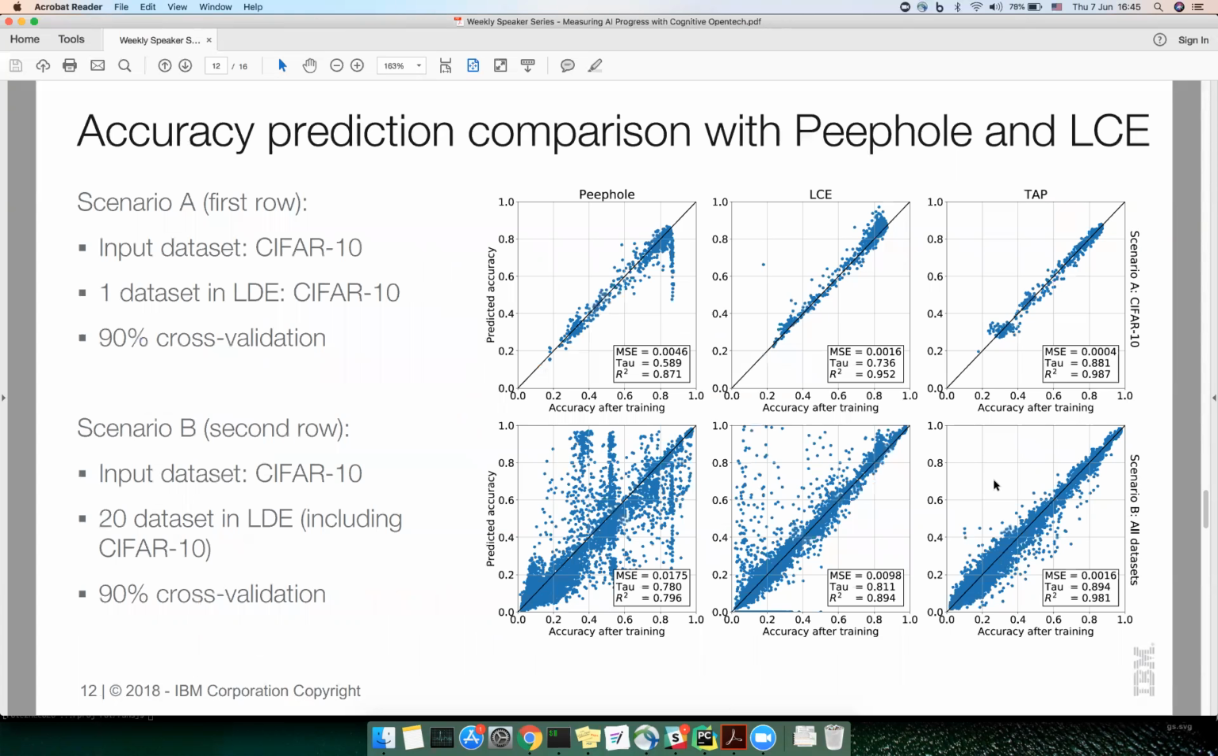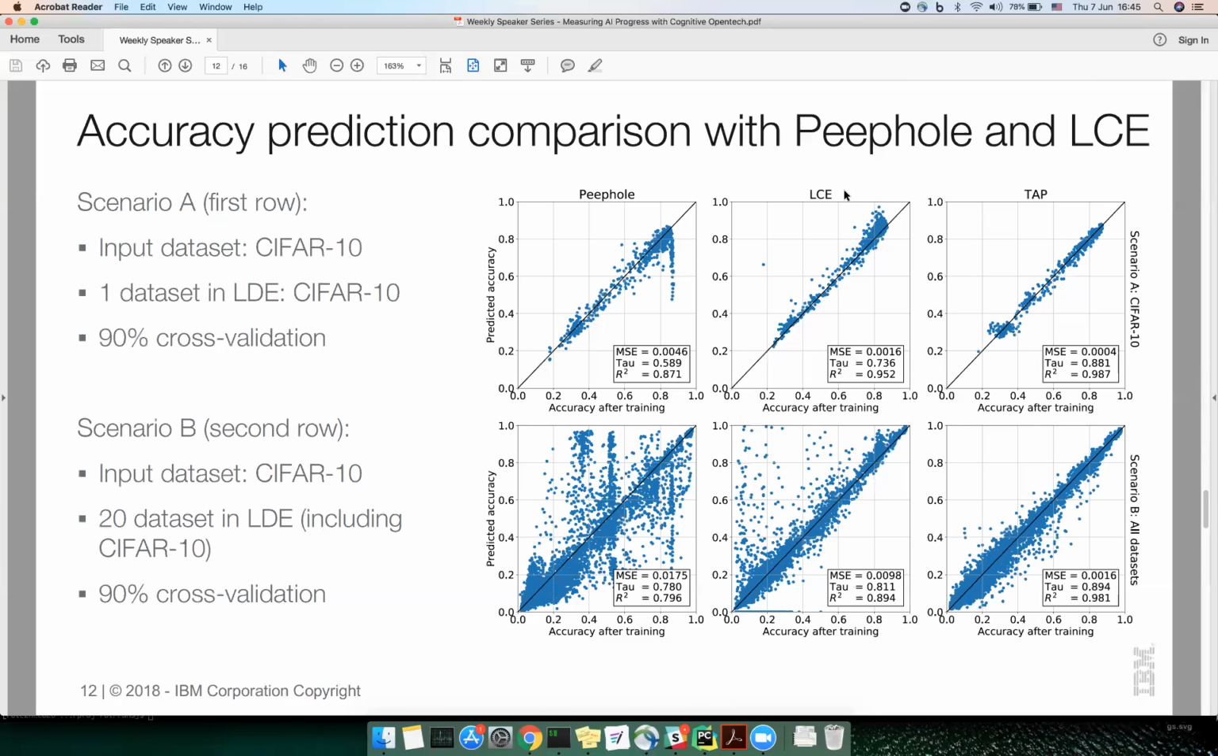We compare our approach with two state-of-the-art accuracy predictors. One is the Peephole, which I already mentioned. This is only looking at the network structure and tries to do a prediction based on the network structure, while the LCE is a learning curve extrapolator. This one requires at least 20% of the network to be trained, the network for which you want to do the prediction. Therefore, it's a bit slower. So it looks at the first part of the learning curve and then tries to extrapolate it.